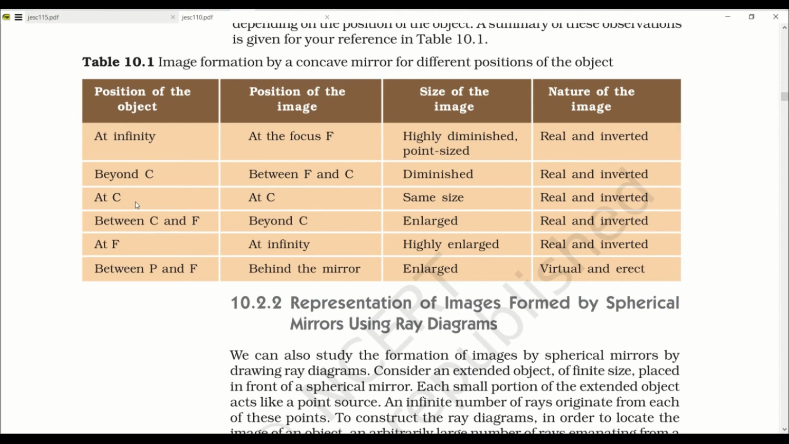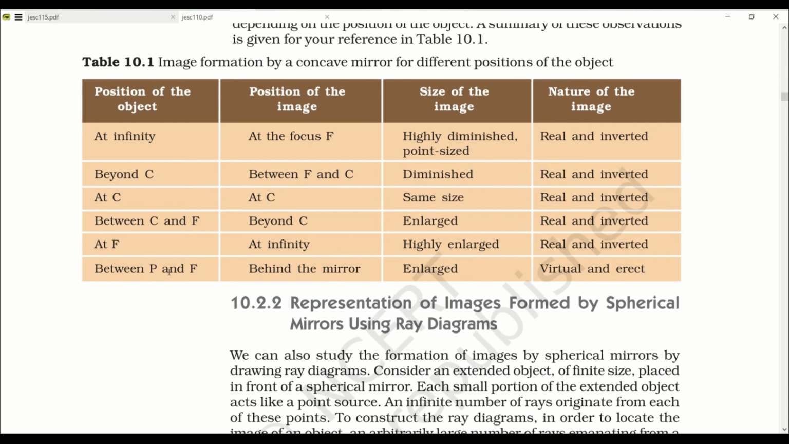When the object is at C, the image is also at C, of the same size and it is real and inverted. When you keep the object between C and F, the position of the image is beyond C, it is enlarged, it is still real and inverted. When it is at F, the position of the image is at infinity, highly enlarged, real and inverted. Between P and F, behind the mirror: now if you keep the object between pole and the focus, the image will be behind the mirror, enlarged, virtual and erect.